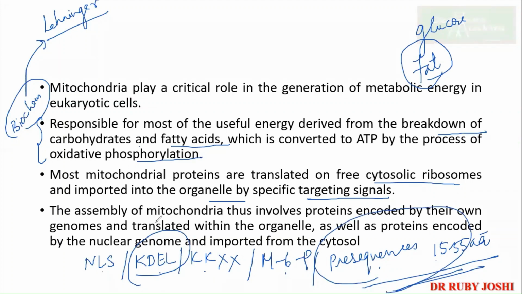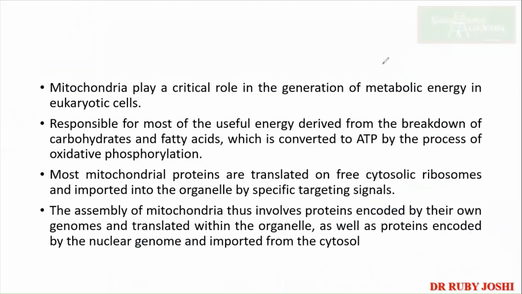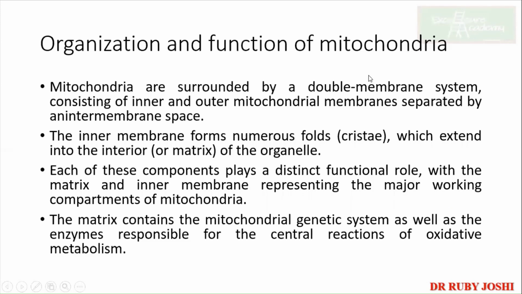So the assembly of mitochondria involves proteins which are encoded by their own genome and translated within the organelle, as well as proteins which are encoded by the nuclear genome. Here we know that mitochondria has its own genome, correct? So when it has its own genome, obviously it has its own RNA, tRNA, and ribosomal proteins which will be translated. That's why the targeting of the proteins to the mitochondria is going to vary between the mitochondrial genome and the nuclear genome.